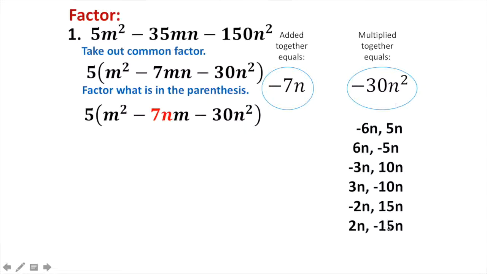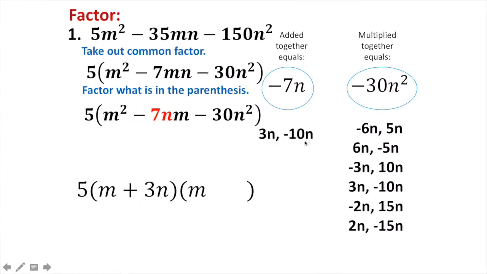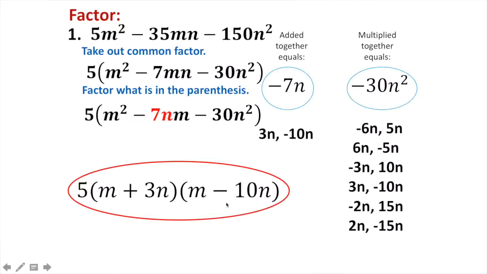Now I have to look at these and ask which ones will add together to give me negative 7n. Let's see, this one would give me a positive 7n. These two here would give me negative 7n. So those are going to be my two factors. Now I can write this down, and we start with m because we know we're going to end up with m squared. My other factors are a positive 3n and a negative 10n. And that's it. That's my answer.